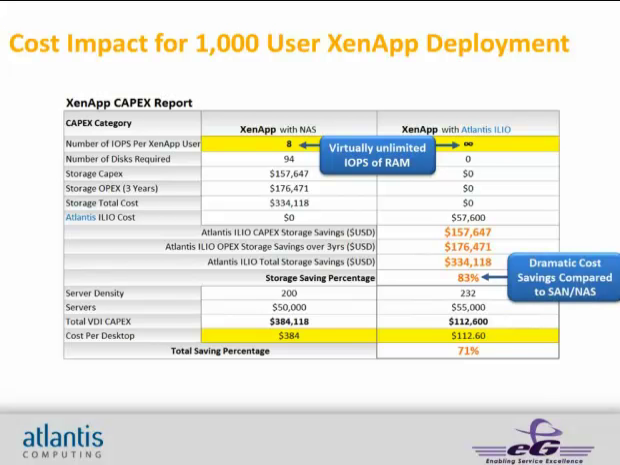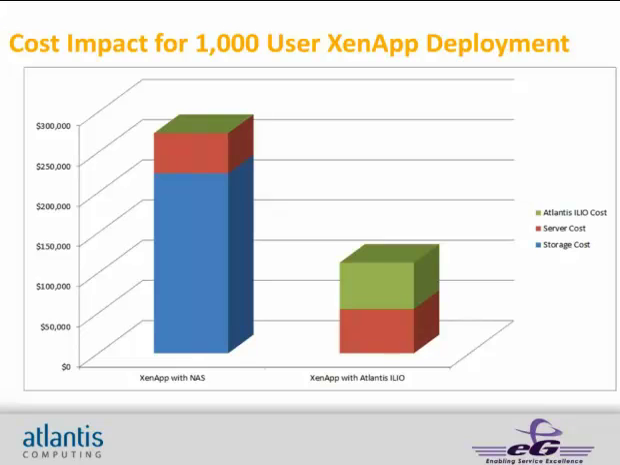Also, there's no storage capex or opex. You're going to save over 80% of the storage cost and the infrastructure cost per user. And this decreases by over 70% to just about $112 per user. So here's the breakdown of cost of server storage in Atlantis ILIO for each scenario. As you can see, the storage cost, the blue part of the graph, is completely eliminated, and you bring that down to a very, very low level.